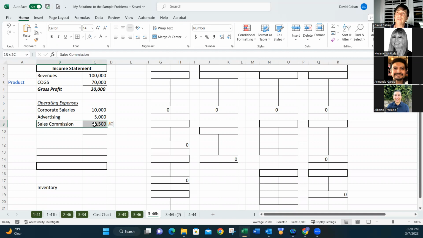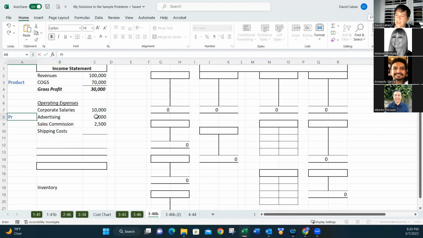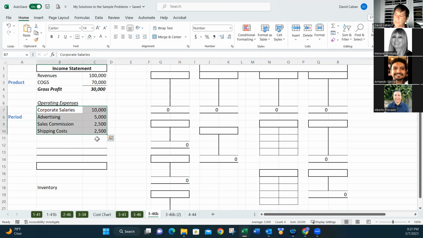You need sales commission to sell, right? And sometimes you have shipping costs, right? And so these are just samples, and these are known as period costs, okay? Why are these period costs versus product costs? These are period costs because these costs are booked in the period in which they are incurred, okay? In the period in which you commit to those costs, that's the period in which you book these.